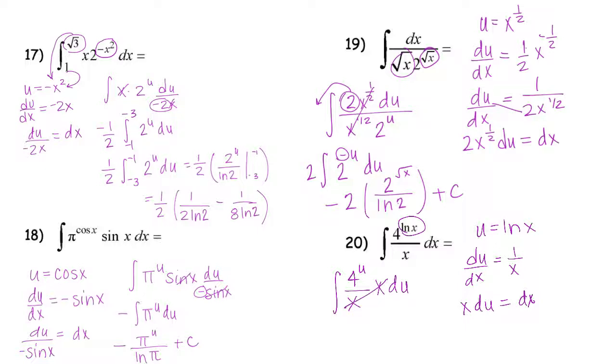So those x's are going to cancel. And so I'm going to integrate 4 to the u du, which again is still just our formula, 4 raised to the u over natural log of 4. And we know that u was the natural log of x, so we're going to have 4 raised to the natural log of x over the natural log of 4.